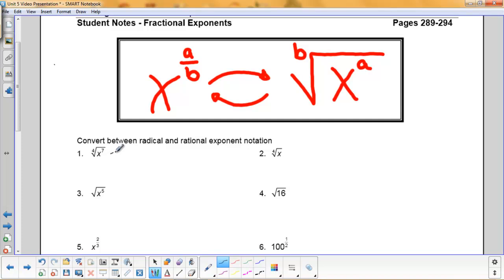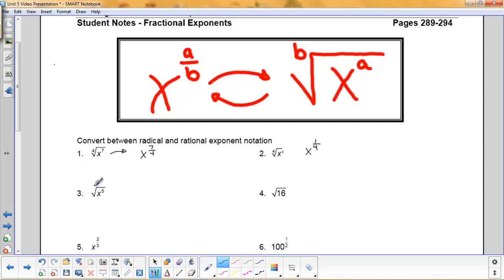So first of all, the first thing I'm going to do here is convert from a radical to a rational exponent. That's going to be x to the 7 over 4 power. That is a 1. Get in the habit of recognizing that. So that's x to the 1/4 power.